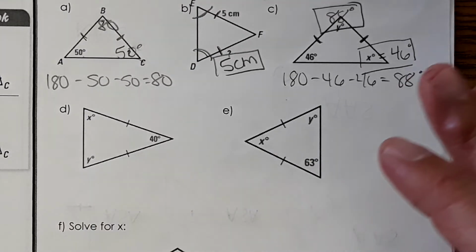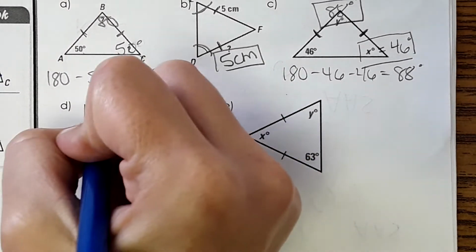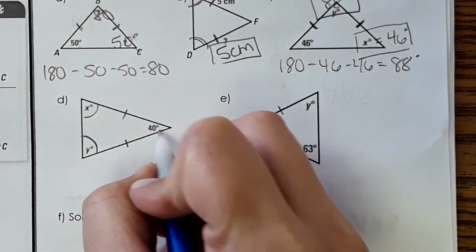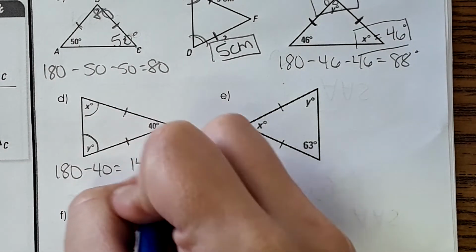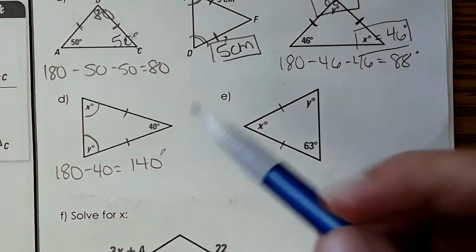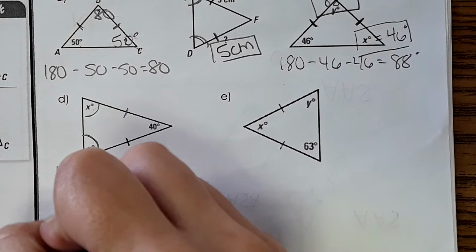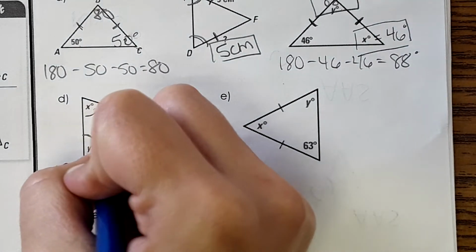Number D is where people get stuck sometimes, but you see the two congruent sides, that means these two angles are going to be equal. So what you should do first is subtract the 40 degrees from the vertex angle to get 140. And then this is the degrees left that's split among those two angles, and since they're equal, you can just do 140 divided by 2. So these are each 70 degrees.